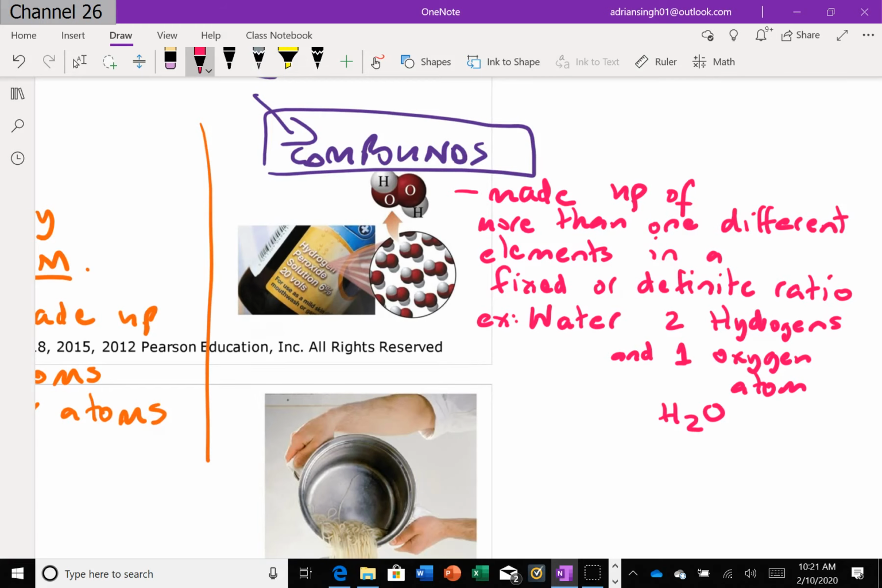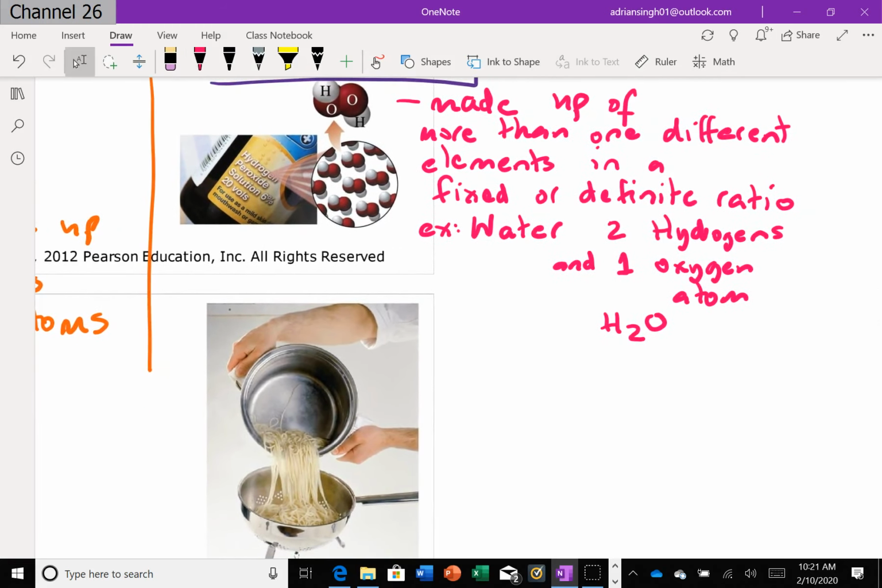Can you think of another example of a compound? Hydrogen peroxide, yes. What was that? CO2. And what's the name of CO2? Do you know what that is? Who said CO2? Somebody said CO2. Carbon dioxide. That's what you're breathing out right now.